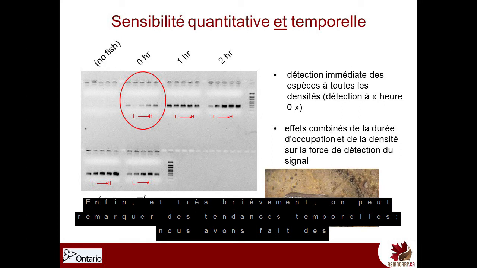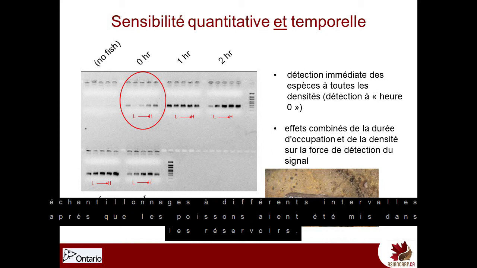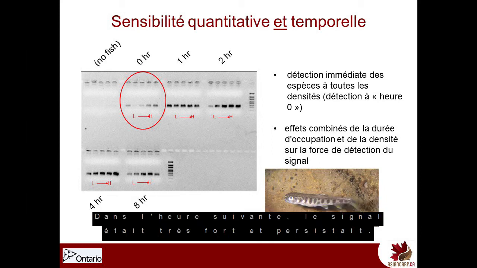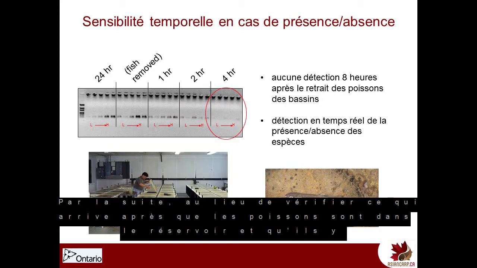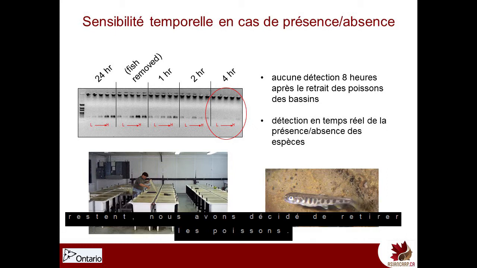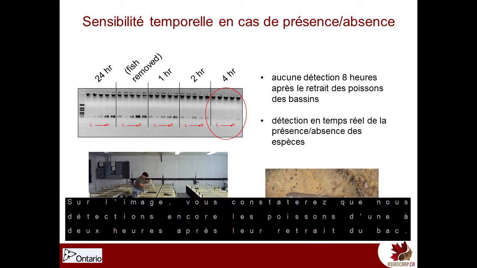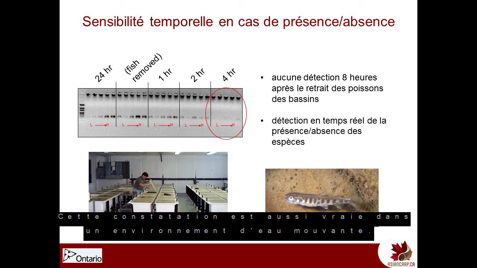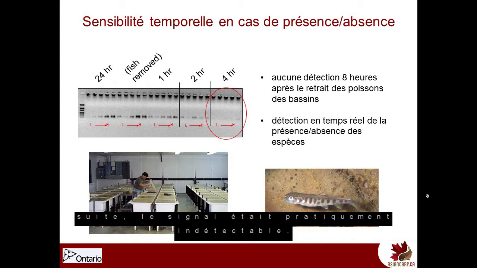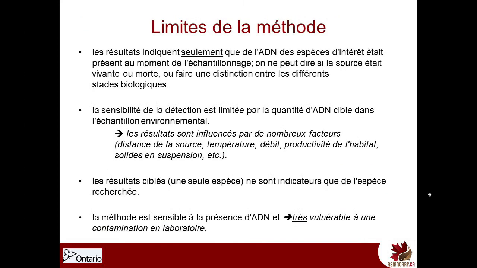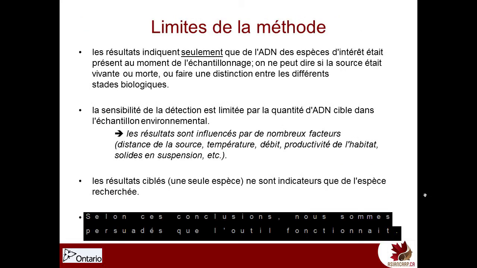And lastly, and just briefly, we can also see time patterns, by sampling different time intervals after fish have been put into these tanks. Within an hour, we get a very strong detection, and it persists. Then, once we've left them in, the fish are removed. And here you can see on the image that we can still detect them an hour to 2 hours after they're no longer present. And this is in a flowing water environment. By 4 hours, the signal is extremely faint, and we could not detect it after 4 hours once the individuals had been removed. So based on this, we're pretty confident the tool works.